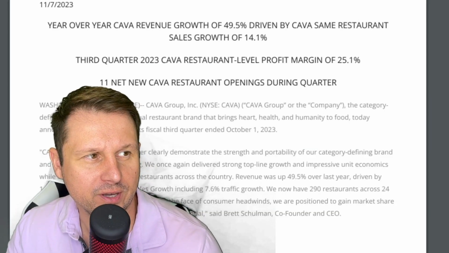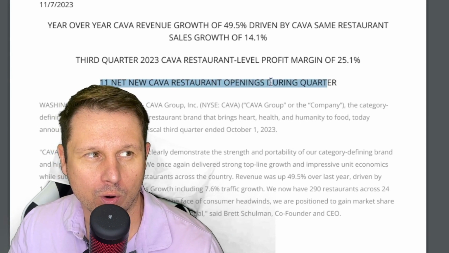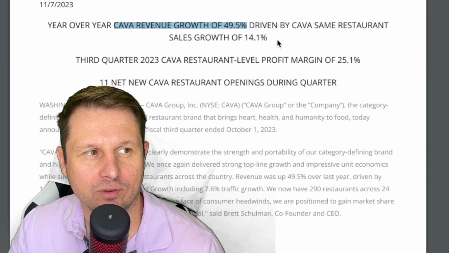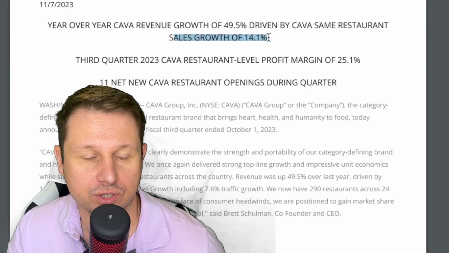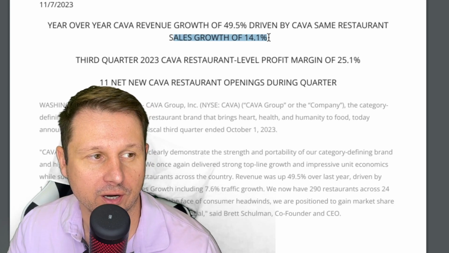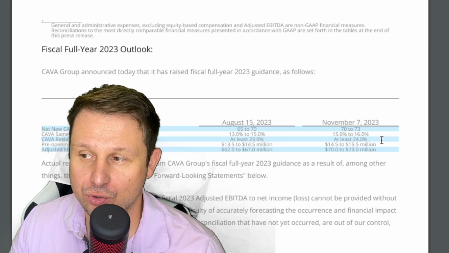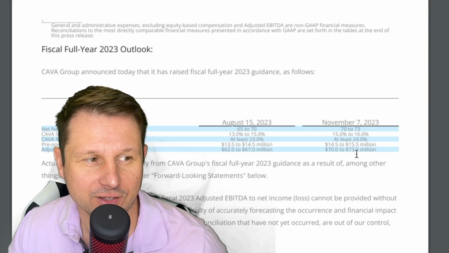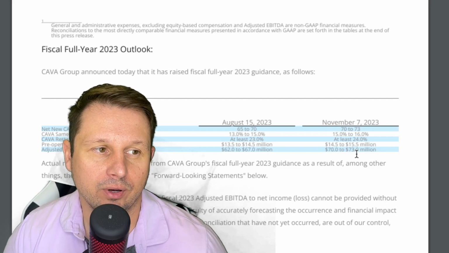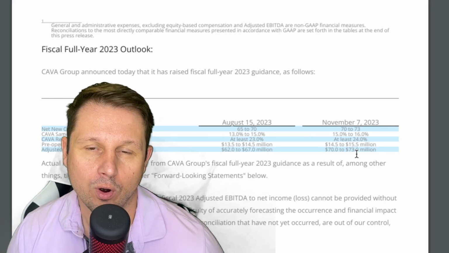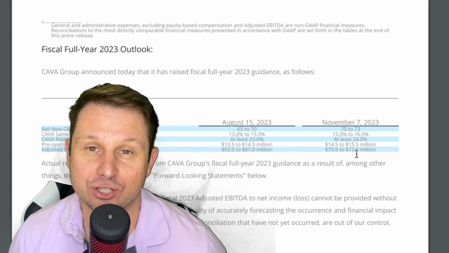So in the promotional pieces, what we're seeing is they had 11 net new Cava restaurants open for the quarter. Cava revenue growth was 49.5% year over year with same sales growth at 14%, which is very, very strong same store growth here. Projecting out new restaurant openings to be 70 to 73 new store openings and adjusted EBITDA to go up. So a lot of good news here, definitely for the company. But with these younger companies, the one thing you're definitely going to have to watch out for is how do they raise capital here? And it's probably going to be share issuance.